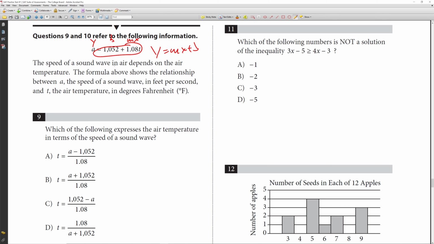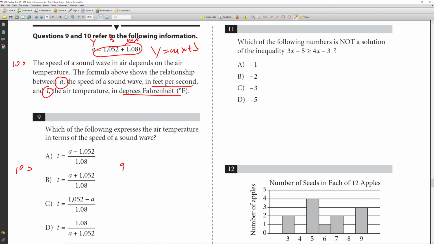The speed of a sound wave in air depends on air temperature. The formula above shows the relationship between a, the speed of a sound wave in feet per second, that's the units, and T, the air temperature in degrees Fahrenheit. Which of the following expresses the air temperature in terms of the speed of a sound wave? Just reading this took about 10 seconds. This is actually a 10-second problem for number 9. It's not that difficult. It's just rearranging the air temperature and speed formula.